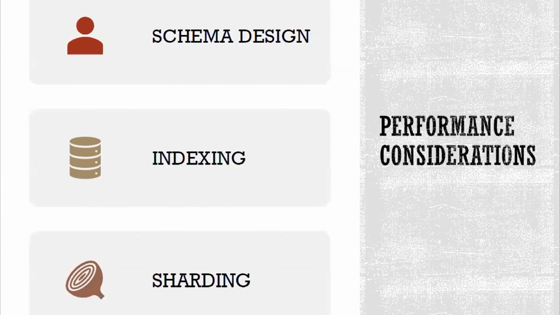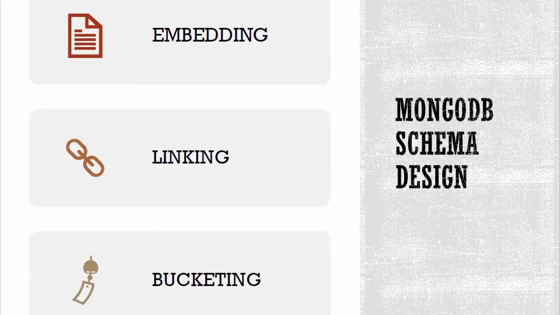So for performance, there are many considerations, but we look now at three factors, right? How we can improve performance using schema design, indexing, and sharding. So let's start with schema design. Schema design plays an important role in optimizing performance. There are usually three options: embedding, linking, and bucketing.